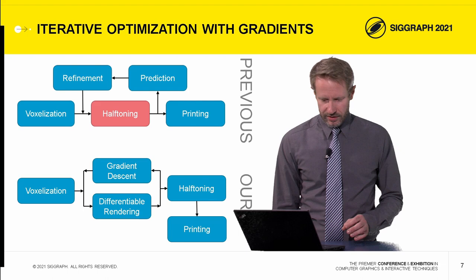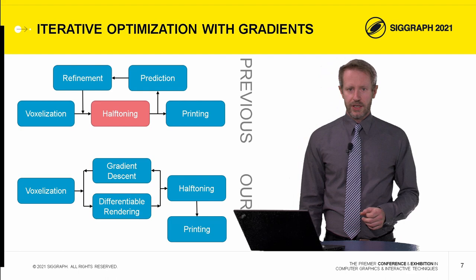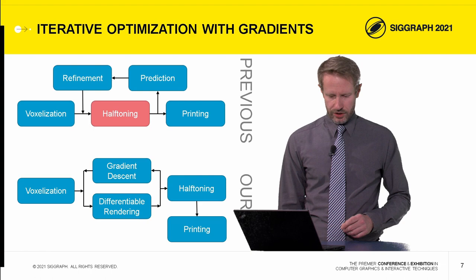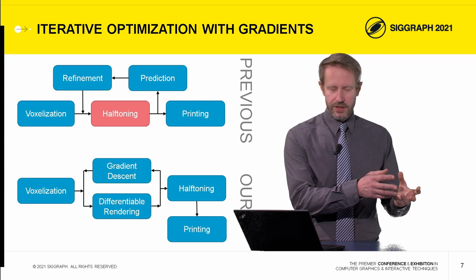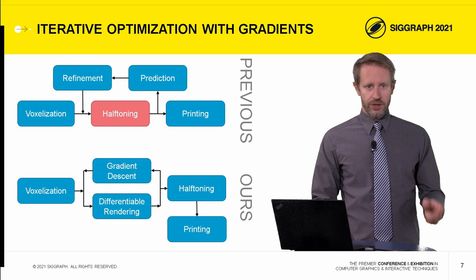Okay, so now that we have derivatives, we can replace the refinement step that was previously heuristic in nature with a cost function. In our case, we use a custom error metric for that, which allows us to steer the optimization into certain directions, for example, favoring more the color accuracy or favoring more the sharpness and contrast of the object. So the key contributions of our work are the following.